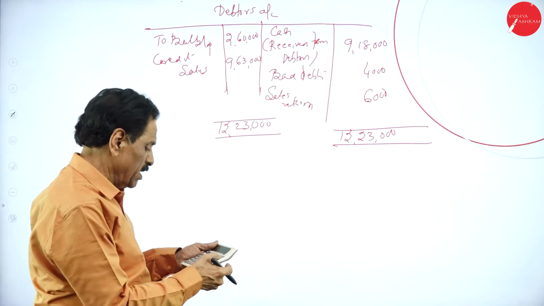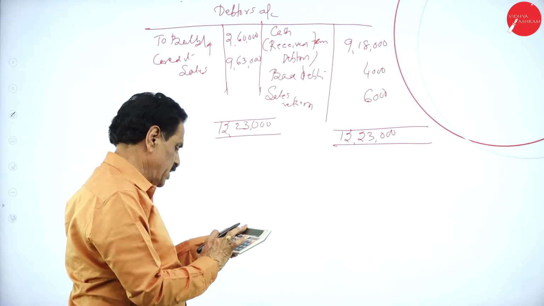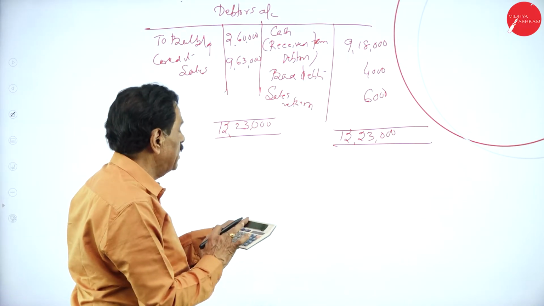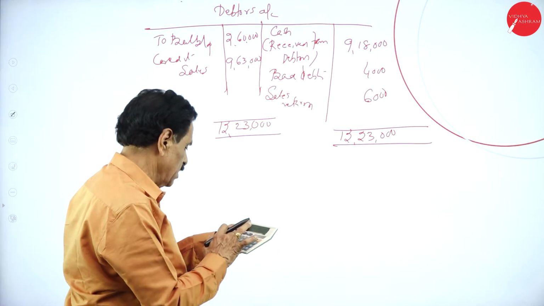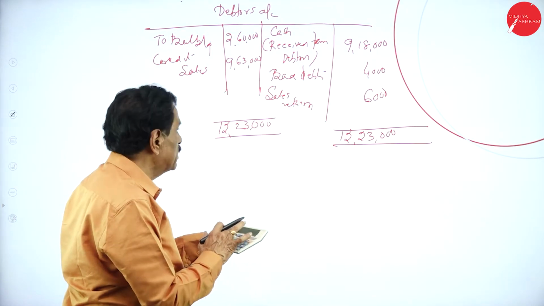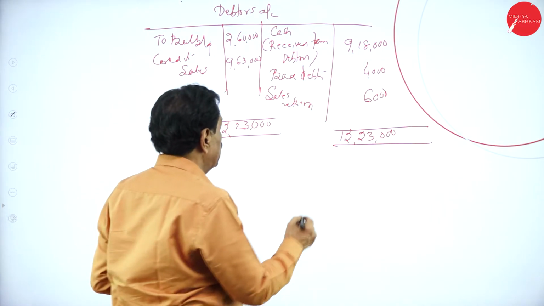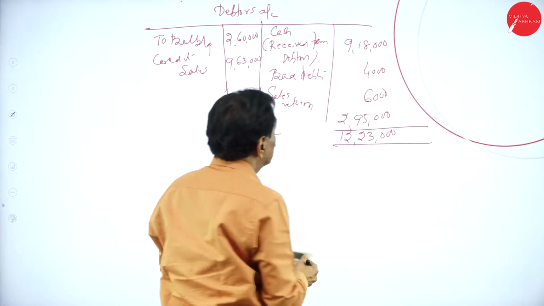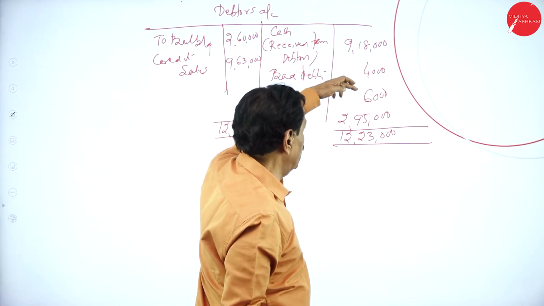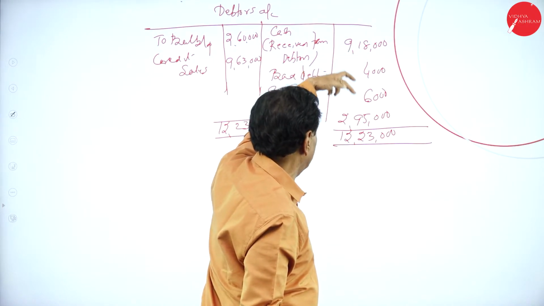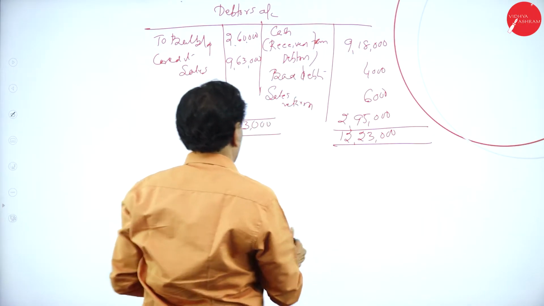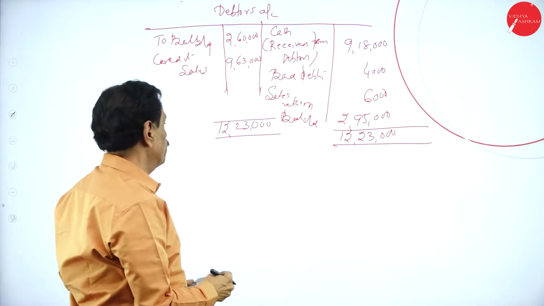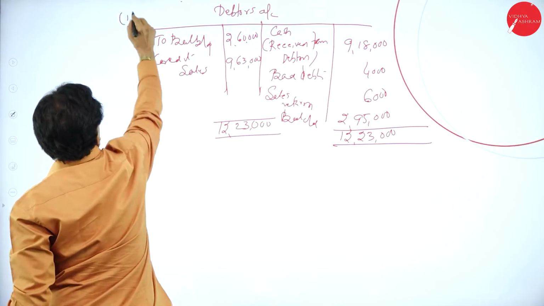How much you received? 12,23,000 minus 9,18,000 minus 4,000 minus 6,000 is equal to 2,95,000. Closing. Check this. Balance carried down. This is your closing debtor.